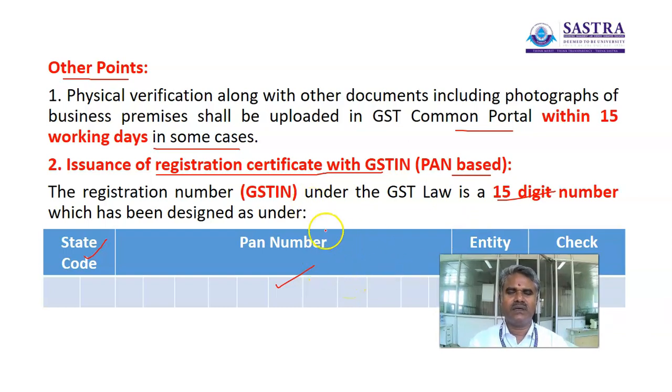So this 15-digit registration number will be used for your business. Whenever you take a printout copy, this number is always available in your bill. Only then will people have faith in you or trust you, because you are a registered person and your bill is a valid bill. This is what the issue of registration certificate with GST is.